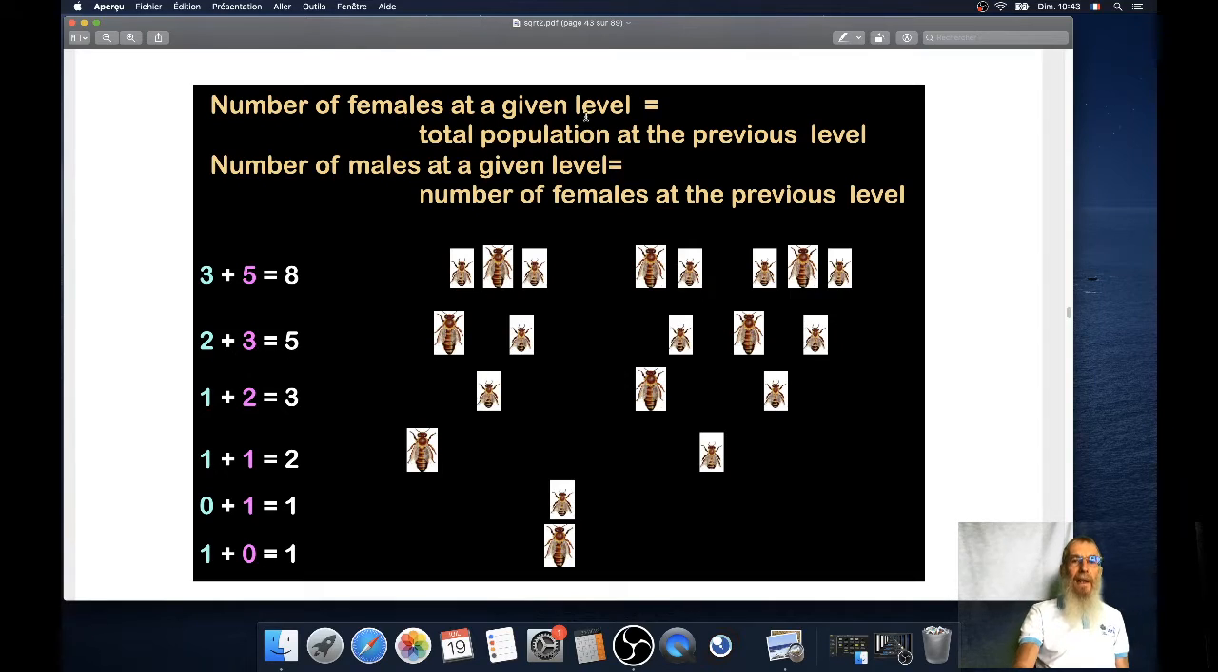The number of females at a given level is the total population at the previous level, and the number of males at a given level is the number of females at the previous level, just because the males have only a mother and the female has a mother and a father. So this gives the rule. If you look at the total number of bees, you have 1, 1, 2, 3, 5, 8. The number of males and females follows the same pattern, but you start with 1, 0 here and 0, 1 there.